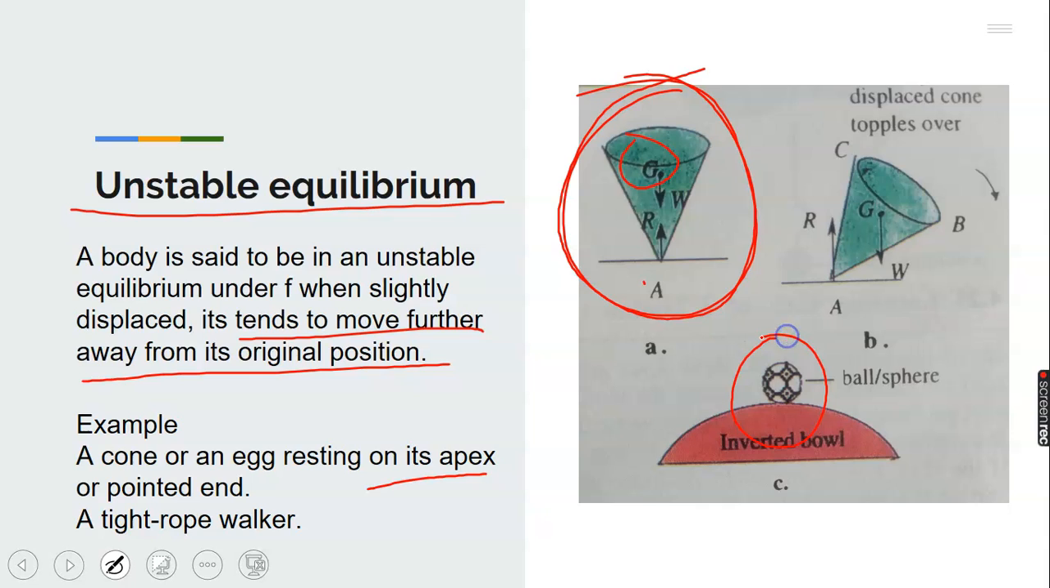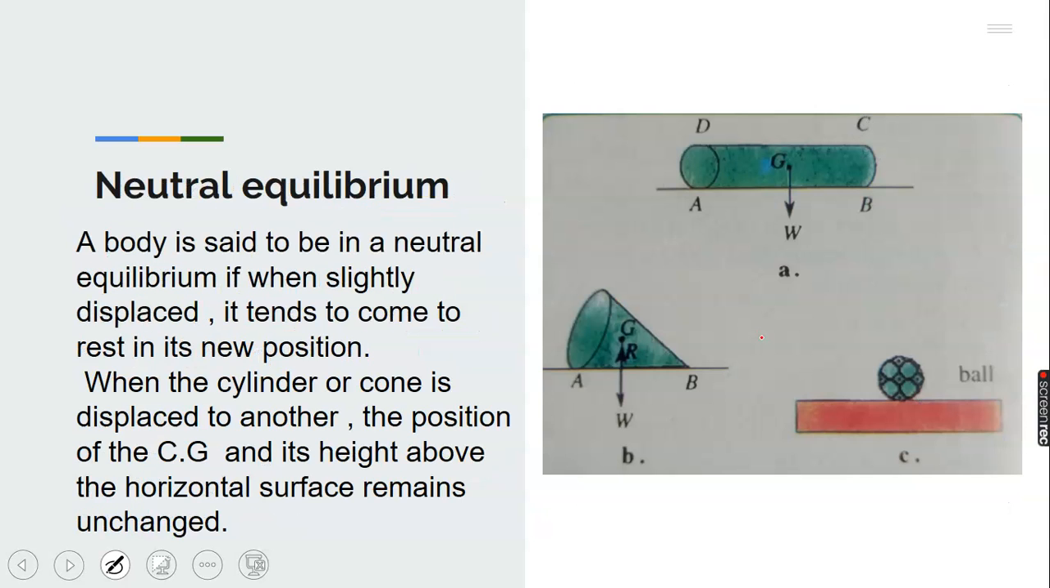Also, a ball that is rolling on an inverted bowl can never be stable. And a tightrope walker, just like those people that walk on a tiny rope, there is no way they can be stable because they are in an unstable equilibrium. Now we have neutral equilibrium.